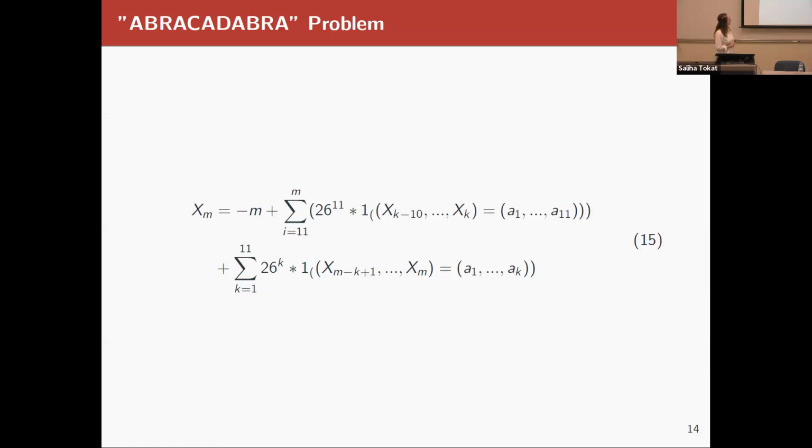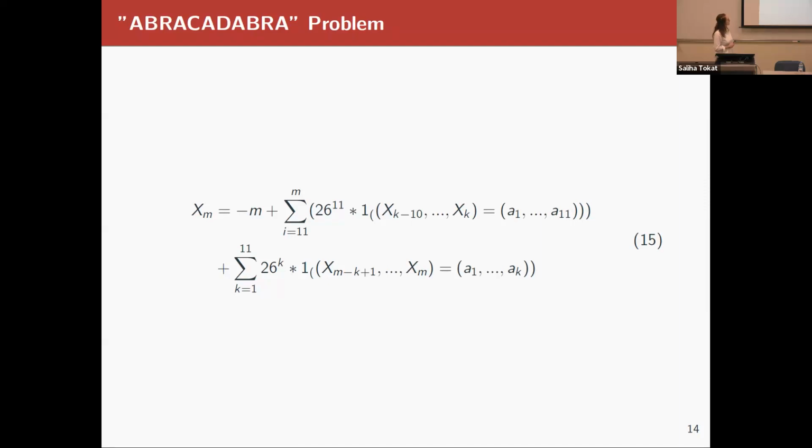X_m is the gain of our gambler. There is -1 because he will bet $1 at each step. In this sum, the indicator function tells us how many times the monkey has written the word, and each time our gambler gets this value. But there is also a partial gain because there is, for example, an A in here.